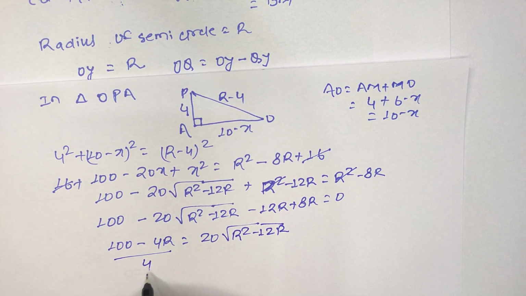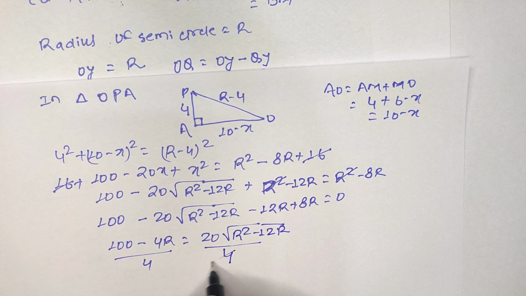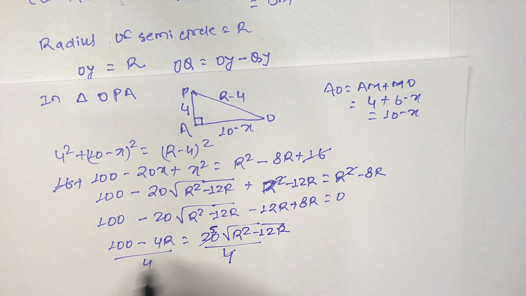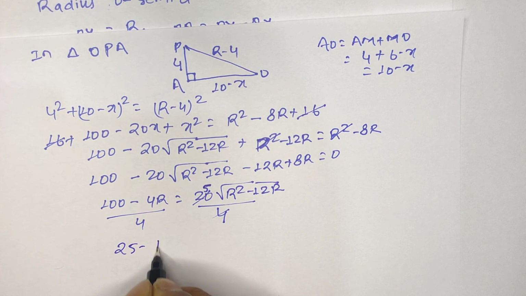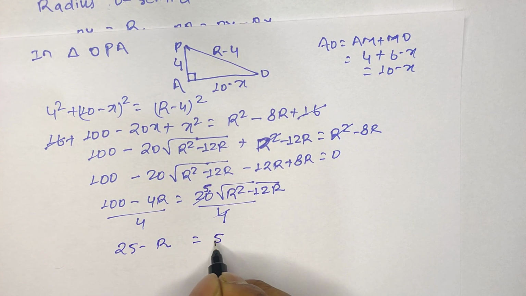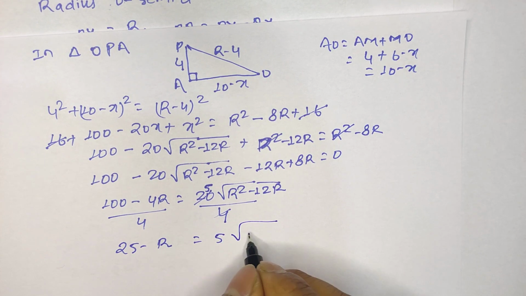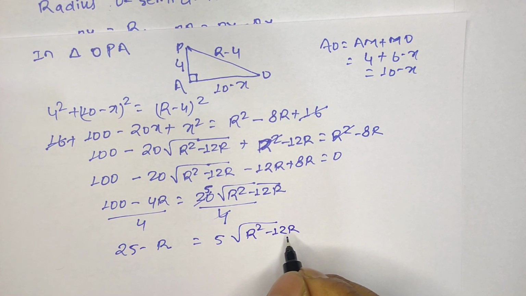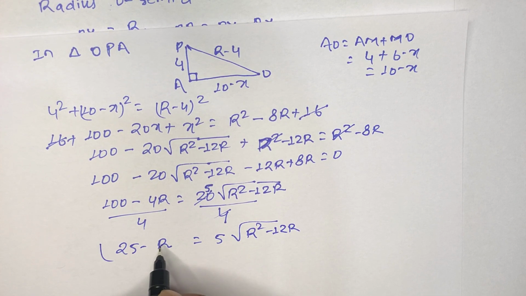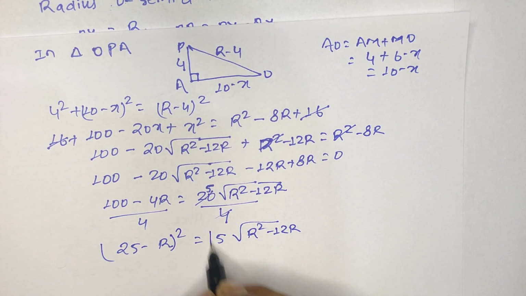Here we can divide by 4 on both sides. So 4 times 5 is 20, and here it is 25 minus r equals 5 times the square root of r power 2 minus 12r. Then we can square both sides to remove this square root.